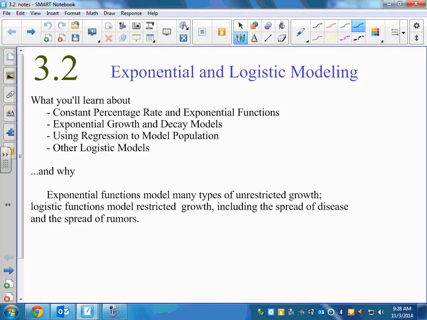All right, we're still talking about exponential functions today, but we're going to talk about writing our own equations today: population growth and decay, maybe even some bacteria stuff, half-life stuff. That's exciting, right?